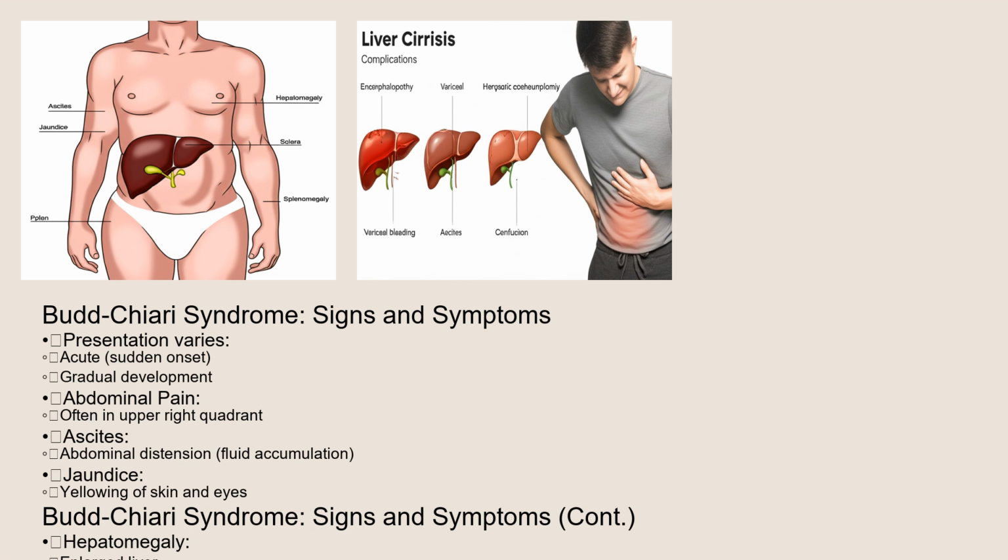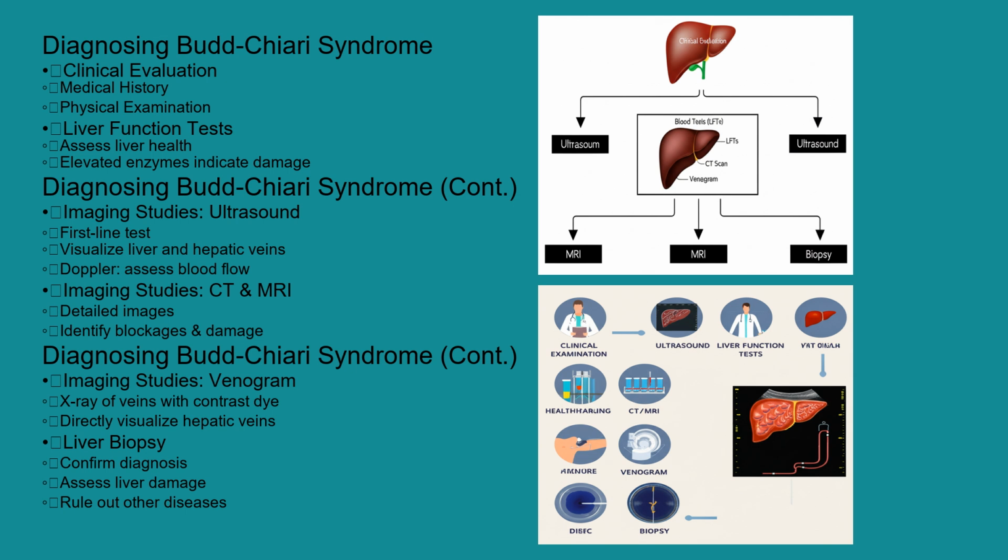Other symptoms include hepatomegaly, an enlarged liver, and splenomegaly, an enlarged spleen. Fatigue, nausea, vomiting, and lower extremity edema, or swelling, are also common complaints. In severe cases, patients may develop variceal bleeding, which can manifest as vomiting blood or having black, tarry stools. Encephalopathy, a state of confusion or altered mental status, can occur due to the liver's inability to remove toxins from the bloodstream.